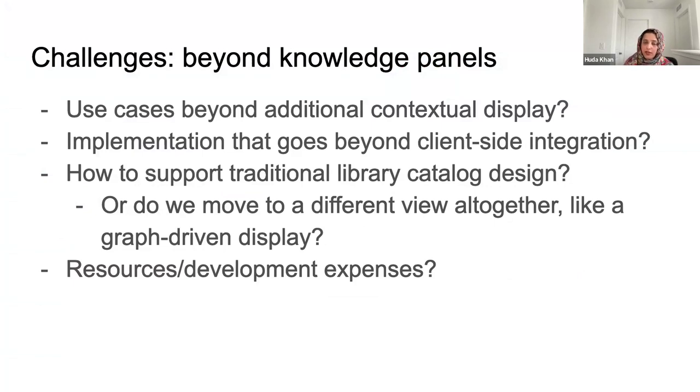So a question we had, and when I say we, a few of us that attend the Discovery Affinity Group calls started to brainstorm what might be good to ask in the session. And a question that came up was, where do we go from here beyond knowledge panels? So let's say knowledge panels and author cards are features that we seem to appreciate. Where can we go beyond that? What other use cases are there beyond adding context?